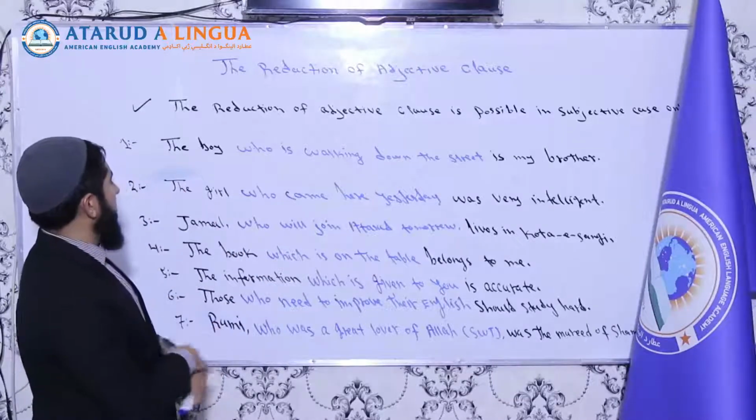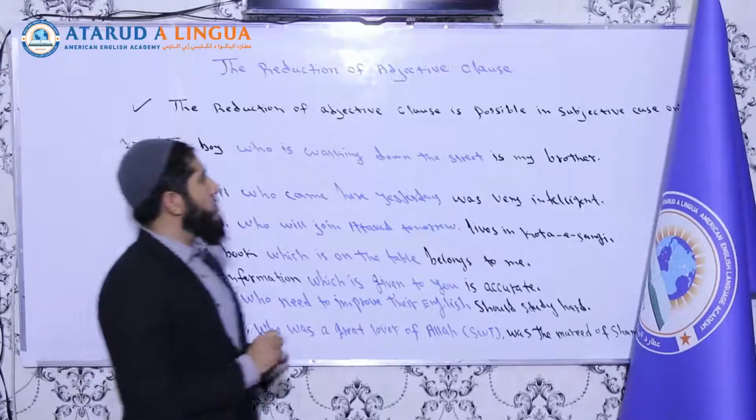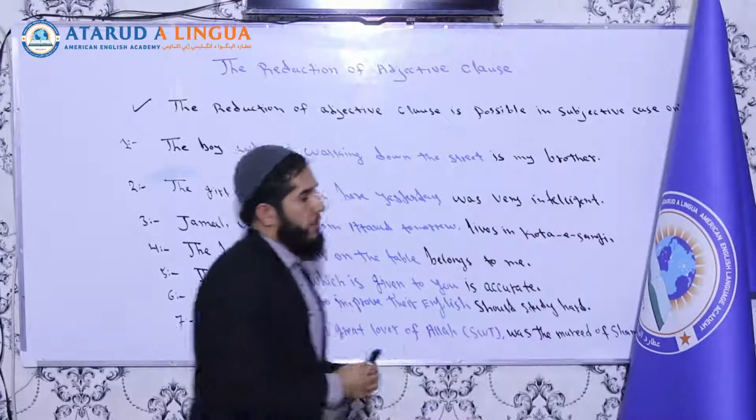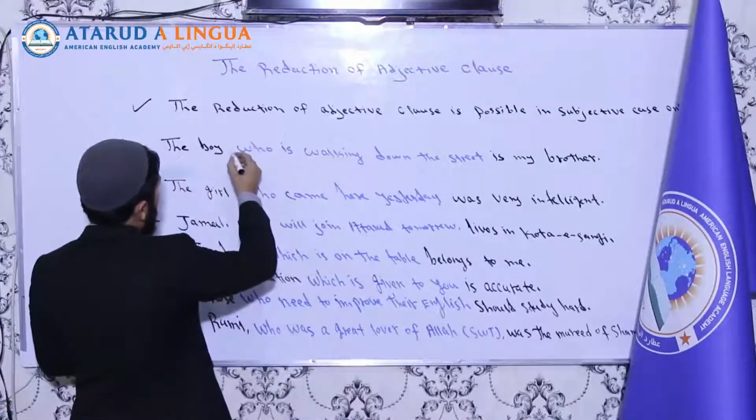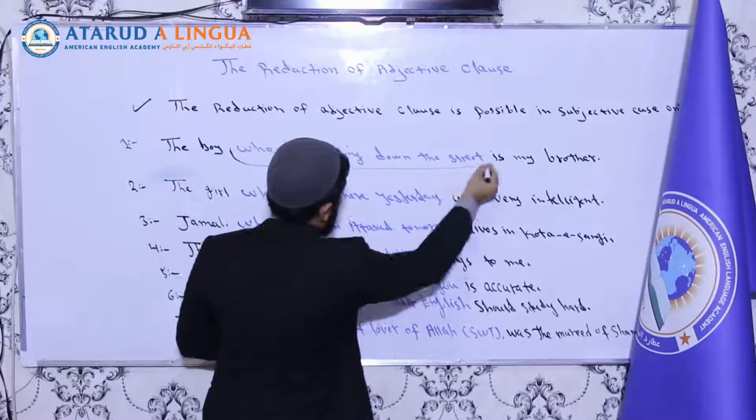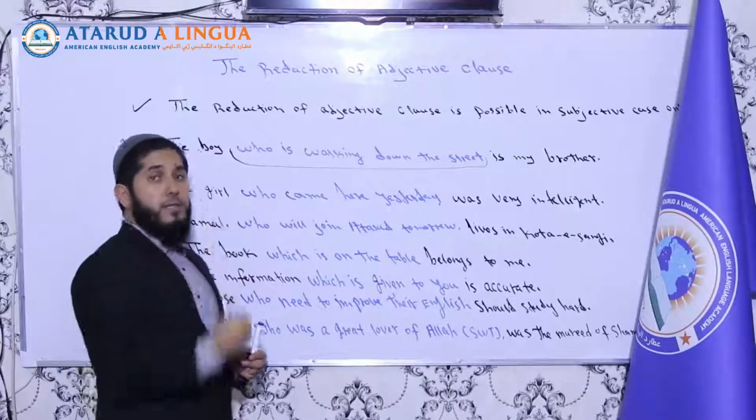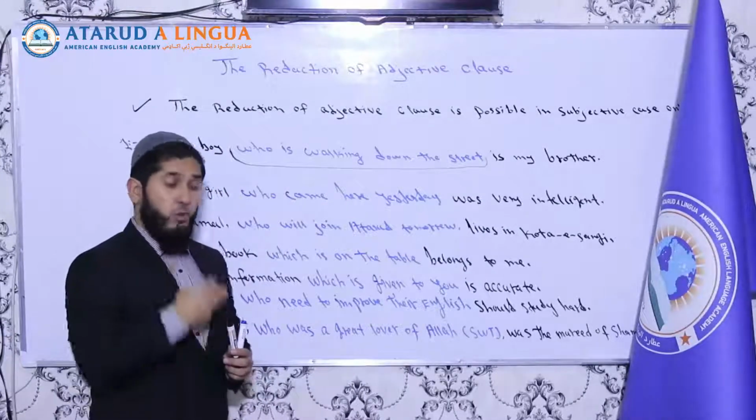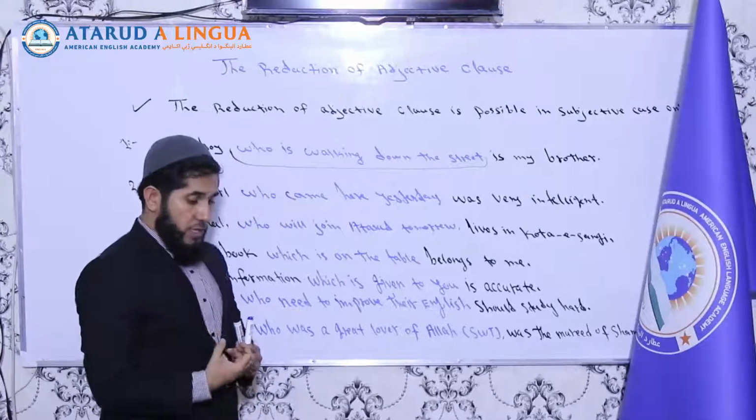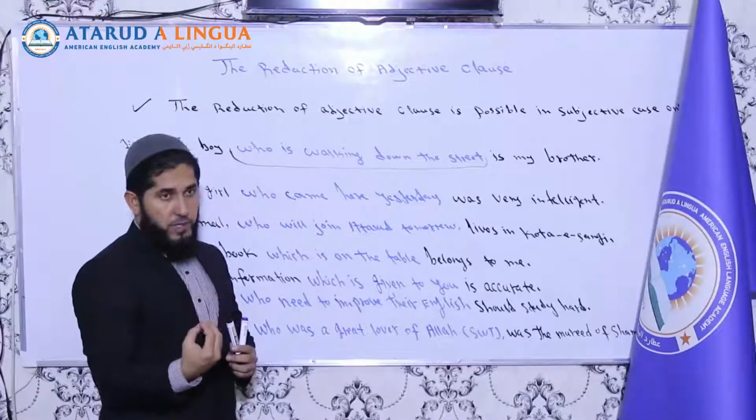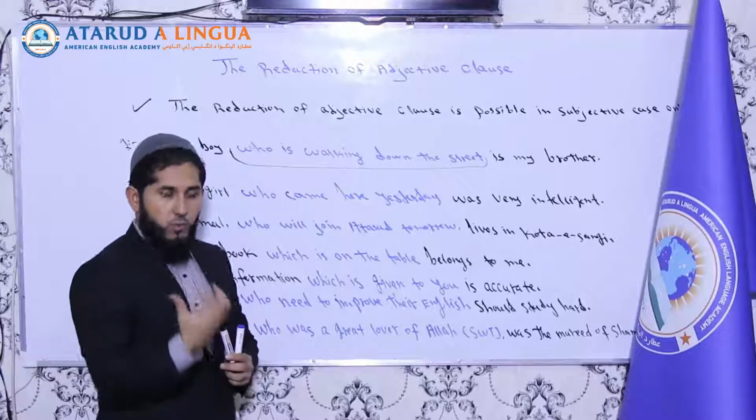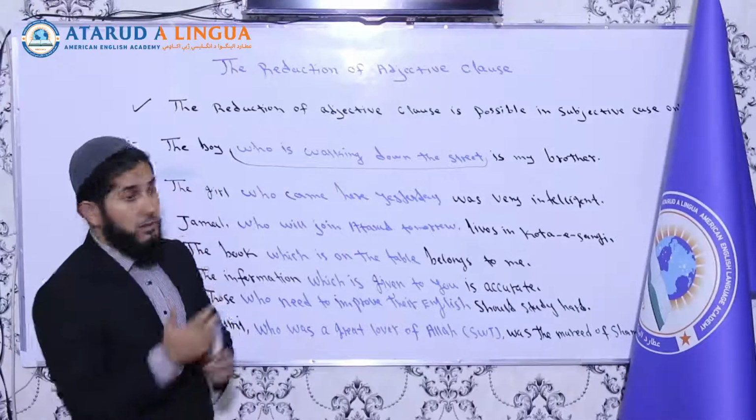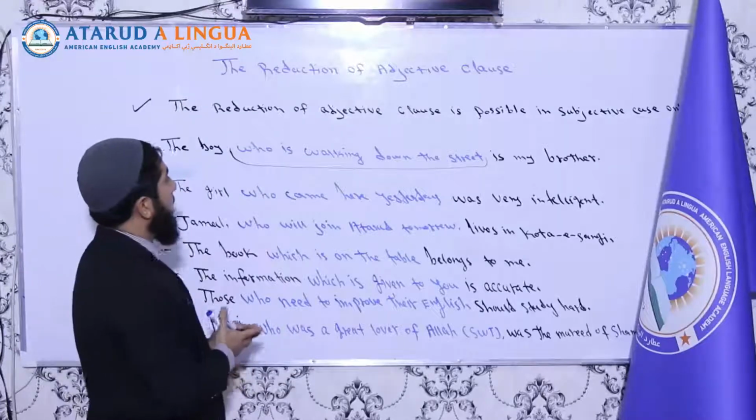And for each case, I've brought one or two examples. Look at the first example. The boy who's walking down the street is my brother. Look. The adjective clause starts here, who's walking down the street. And it's a clause. Why? Because a clause is a group of words which has a subject and main verb. In other words, a clause is a group of words which has the pair of subject and verb, main verb.